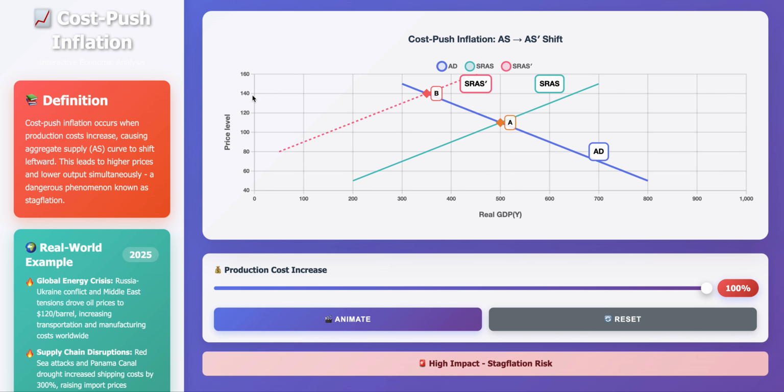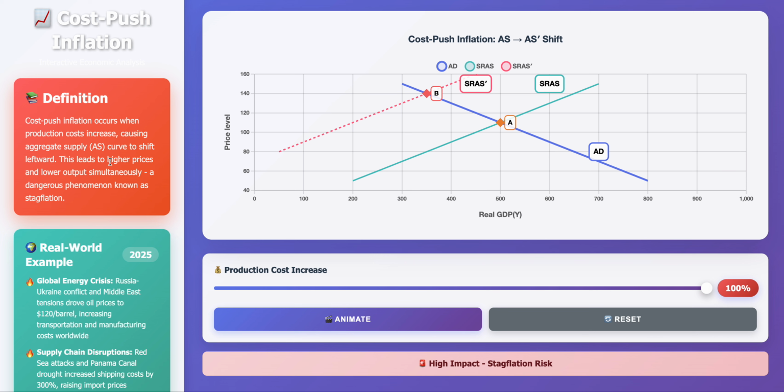What are the causes for the SRAS curve to shift left? There can be many, especially around cost of production, raw material prices rising, weather shocks, supply side shocks, war, civil unrest in the society. All of these can add on and shift the SRAS curve left.